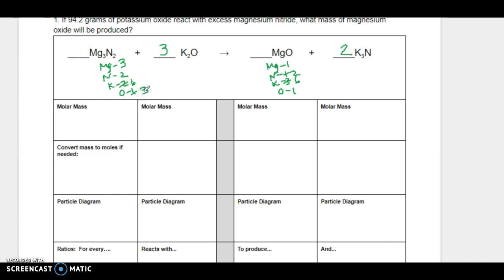Okay. All right, so now I see my magnesiums are out of balance, so I'll try to put a 3 here. That'll turn that to a 3. That'll turn the oxygens to a 3, and now I'm balanced. Okay, so I've got 1, 3, 3, 2.